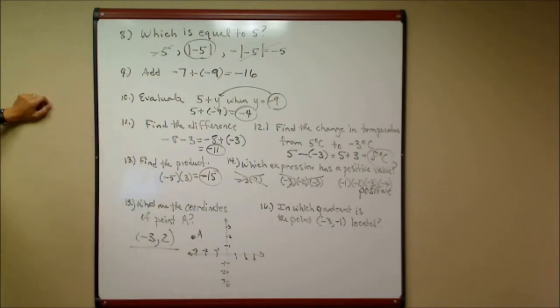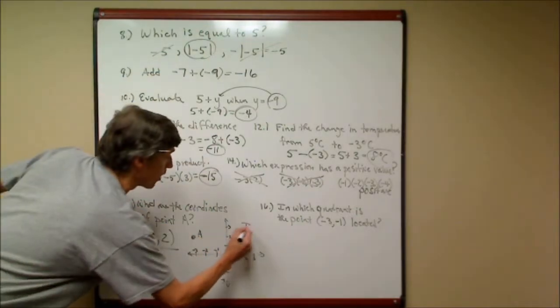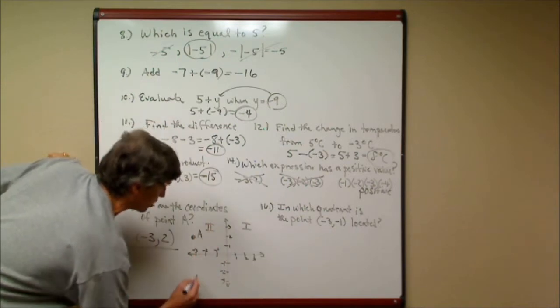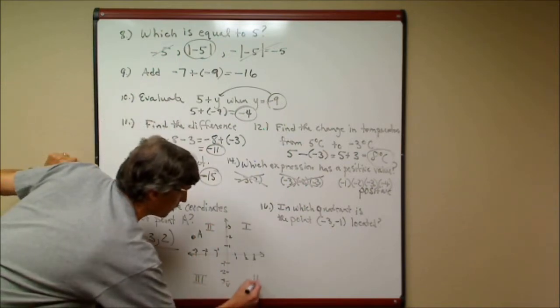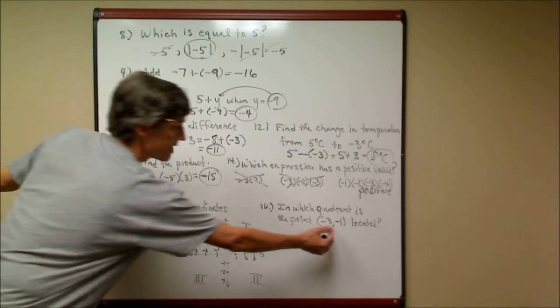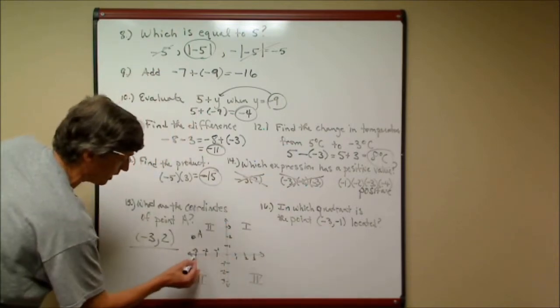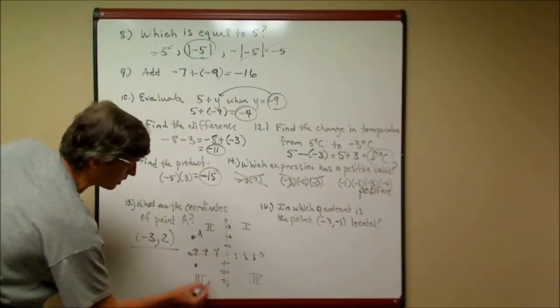Those are my coordinates. In which quadrant is the point negative 3, negative 1 located? Now I'm going to refer to here. Remember, this is quadrant 1, this is quadrant 2, this is quadrant 3, this is quadrant 4. It goes counterclockwise. Negative 3, negative 1 would be 3 to the left, down 1. This is in quadrant 3.